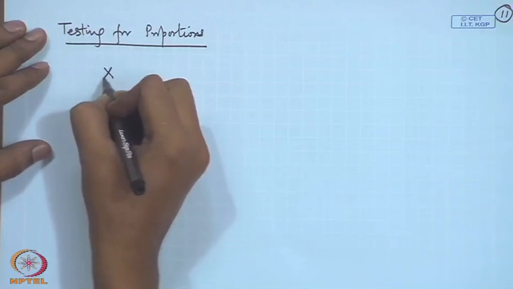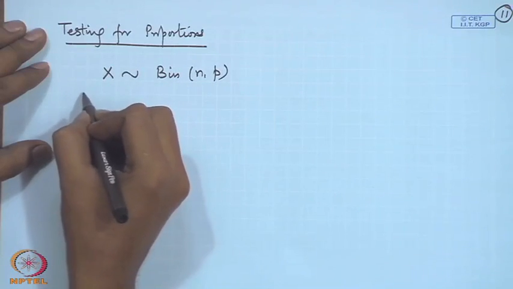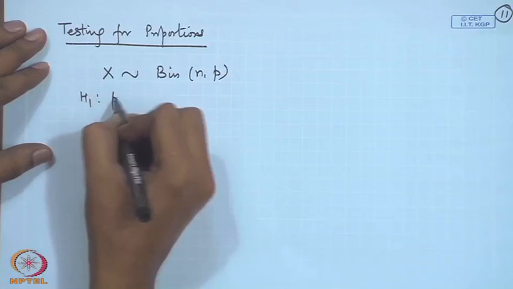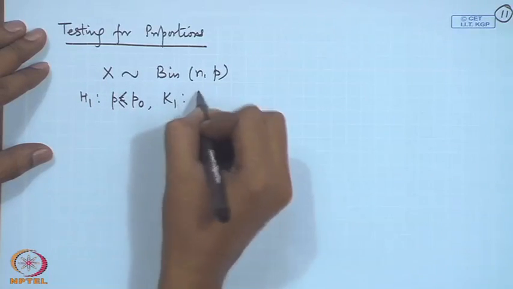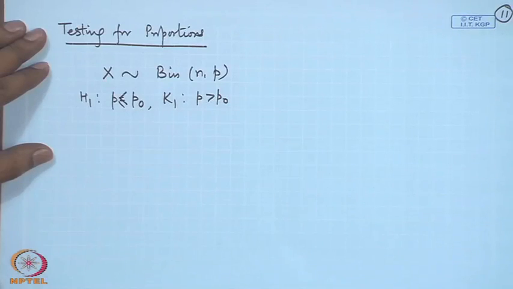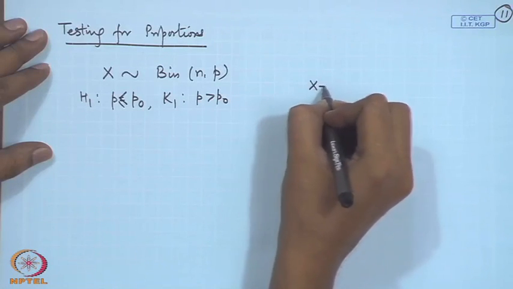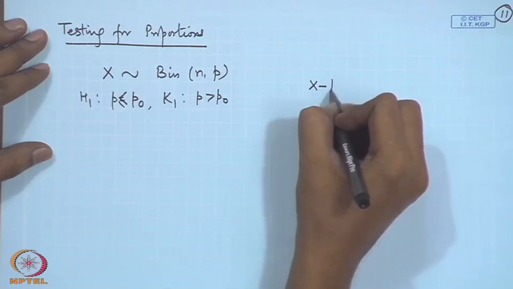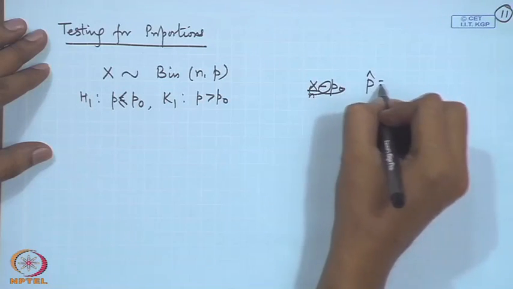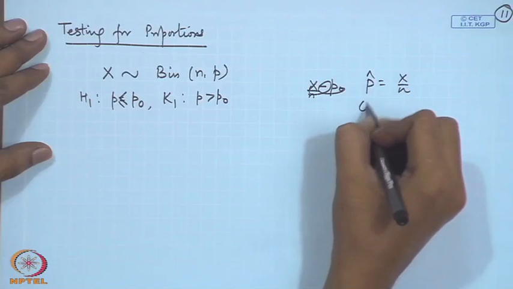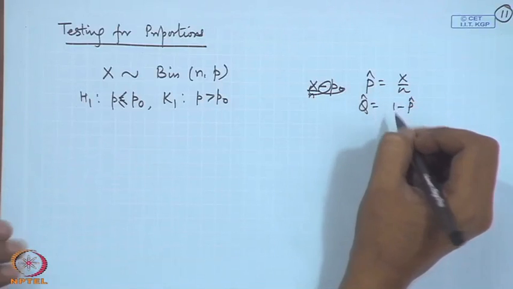Testing for proportions. For example, if I am considering x following binomial n p, we may like to test about p equal to p naught, or p less than or equal to p naught, as before. So, we may consider the tests based on x minus p naught, because x by n, let us write it as p head, is equal to x by n, and q head is equal to 1 minus p head. So, we may consider basing our tests on this.